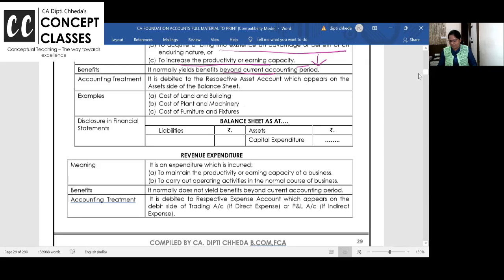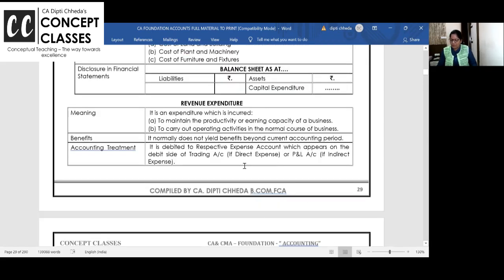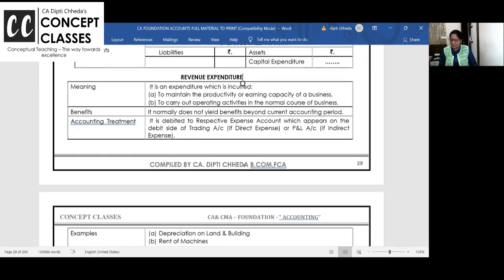Now what is revenue expenditure? Revenue expenditure is expenditure, the benefit of which expires within the year. You pay salary to someone and they are working for, say, 1 month. If you're paying rent to someone, you are utilizing their premises for 1 month. So the benefit expires within 1 year. That is what revenue expenditure is. It does not yield a long-term benefit.